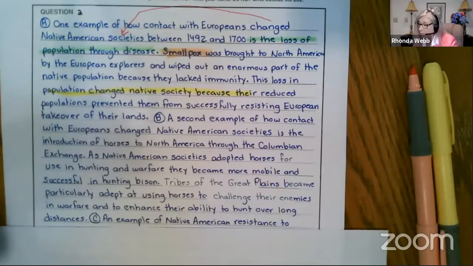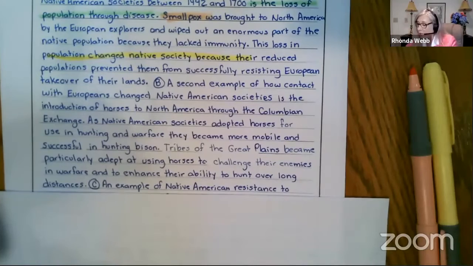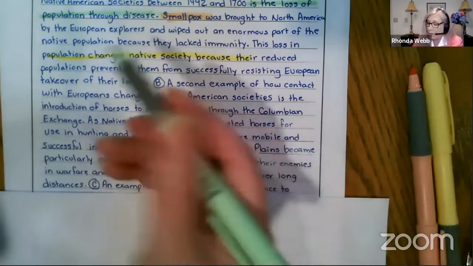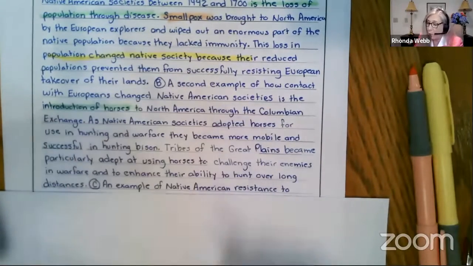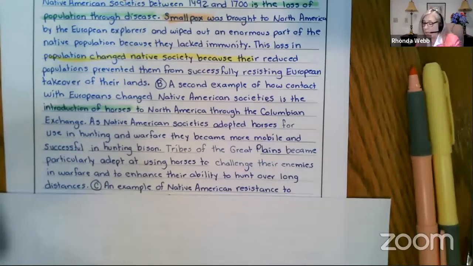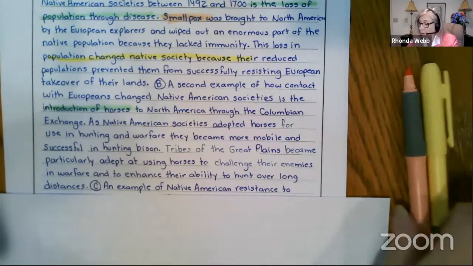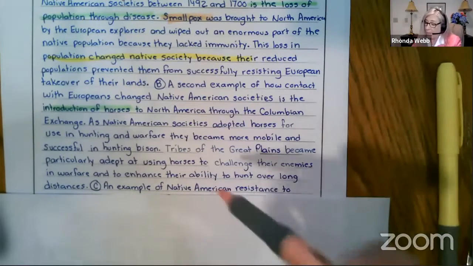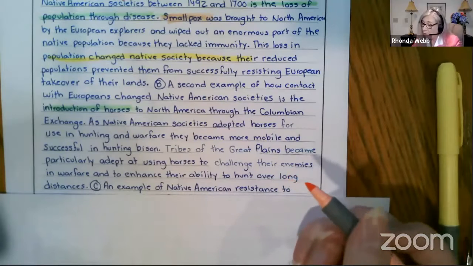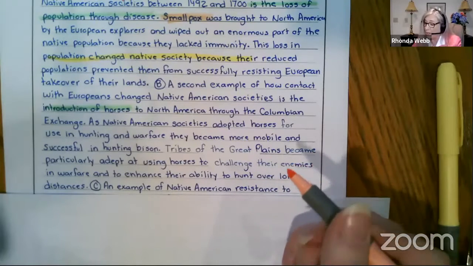A second example of how contact with Europeans changed Native American societies, I'm going to say, is the introduction of the horse through the Columbian Exchange, right? Show off that knowledge that you've got those words, Columbian Exchange. So as Native American society, I've got to give an example. When was the horse used and where was it used? So I'm going to say here, as Native American societies adapted horses for use in hunting and warfare, they became more mobile and successful in hunting bison.